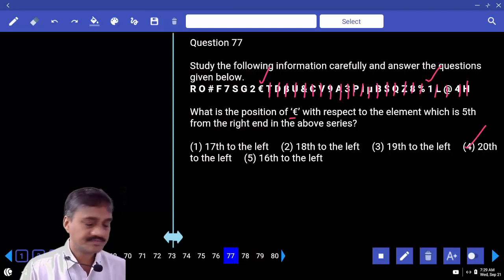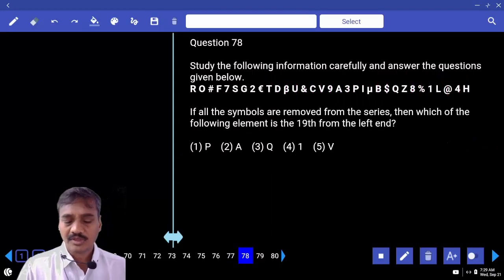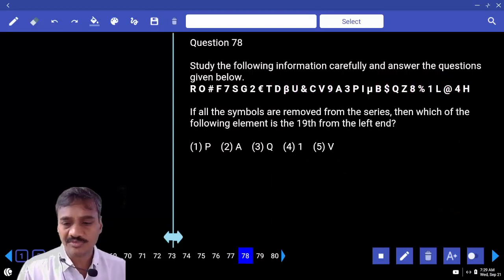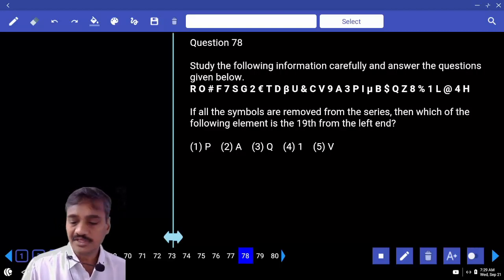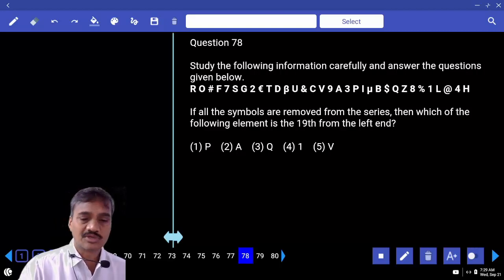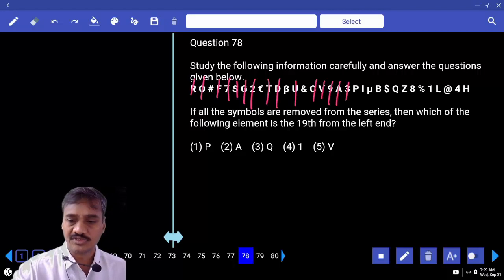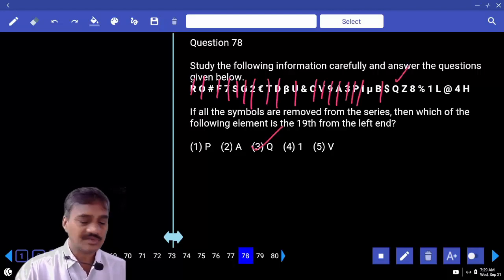Then 78. And if all the symbols are removed from the above series, then which of the following element is 19th from the left? 19th from the left without the symbols. Now count 19th from the left without the symbol. 1, 2, 3, 4, 5, 6, 7, 8, 9, 10, 11, 12, 13, 14, 15, 16, 17, 18, 19. 19th from the left hand side, what is the element we have? Q, that is choice 3, 78.